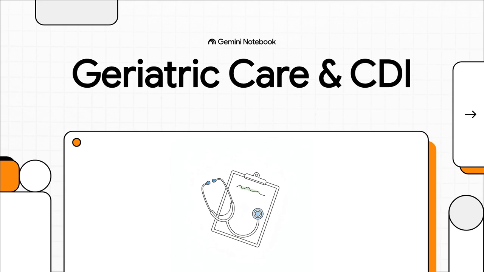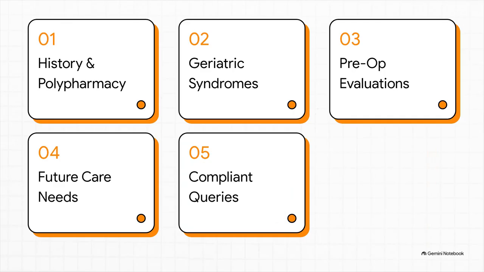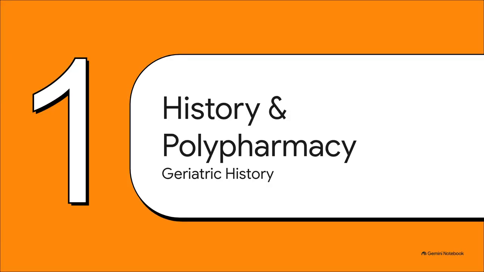So, if you've ever wondered how a physician's completely subjective conversation with an elderly patient gets transformed into an objective, perfectly compliant medical code, well, you're absolutely in the right place. Here's our agenda for today. We'll be covering geriatric history and polypharmacy, assessing geriatric syndromes, pre-op geriatric evaluations, anticipating future care needs, and finally, compliant clinical validation queries.